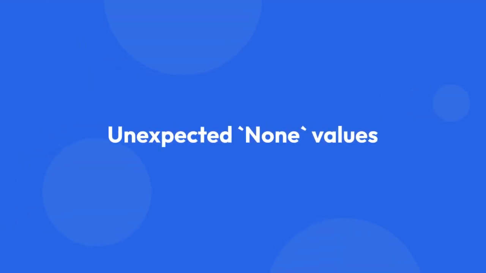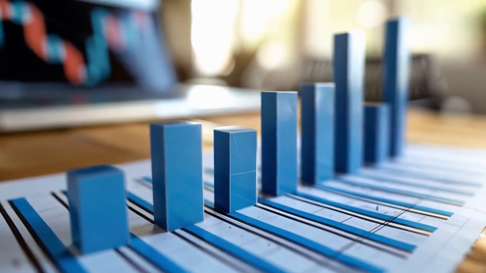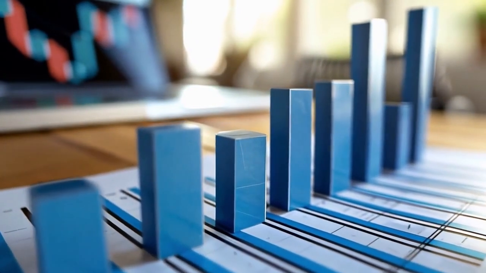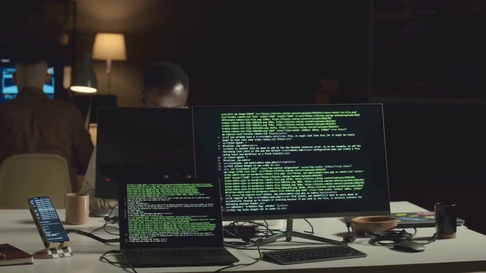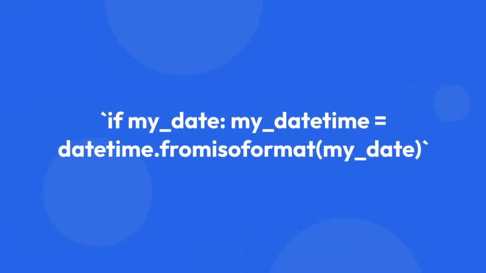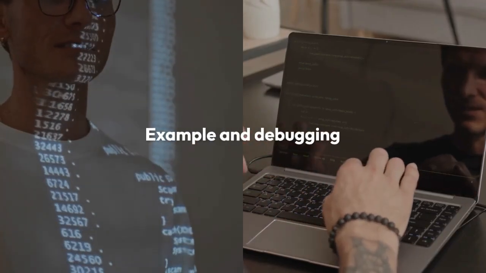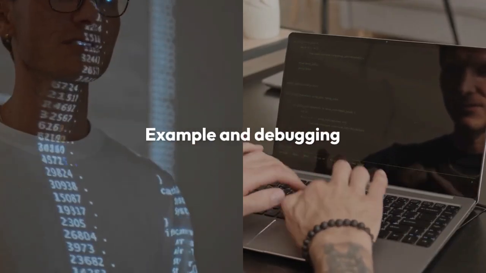Unexpected None values. If your date data sometimes contains None values, which represent missing data, you must add a check before calling fromisoformat. Use a conditional statement like: if my_date: my_datetime = datetime.fromisoformat(my_date). This avoids attempting to run fromisoformat on a None object.